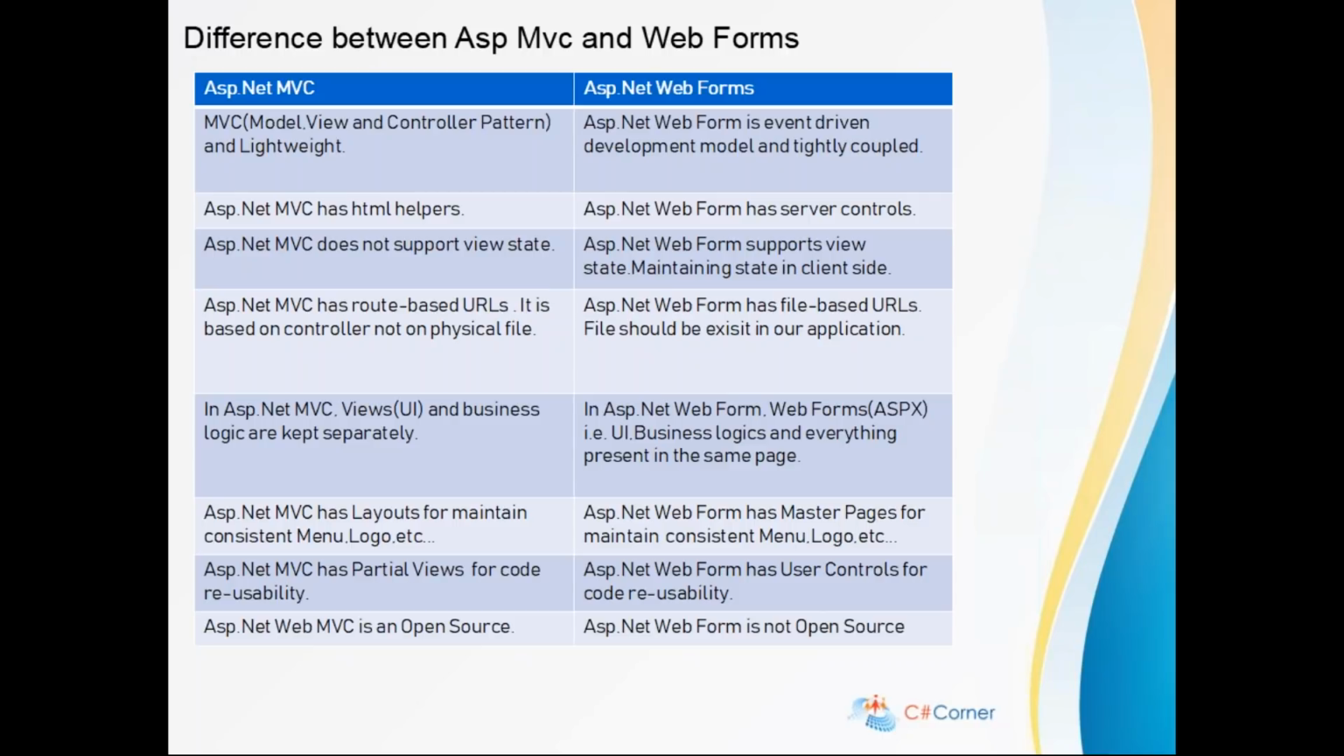ASP.NET MVC has partial views for code reusability. In ASP.NET MVC, we have the option to create a partial view. For example, if any view has to be repeated in many other places, we can create it as a partial view. But in ASP.NET web forms, we have user controls for code reusability. We can create our custom user controls and reuse them wherever we require. And ASP.NET MVC is open source, and ASP.NET web form is not open source.